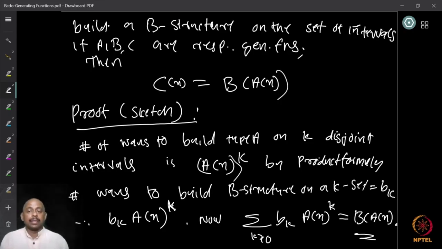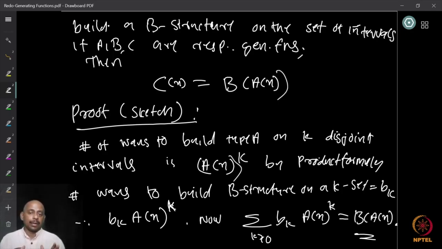Because if I look at the coefficient of x raised to n, how did the n come about? If n has come out from this product of k times, it must have chosen some values like n1, n2, etc. from each of the k times. That is how I get the coefficient as the summation n1 plus n2 plus etc. is equal to n. The coefficient of x raised to n comes in that way.